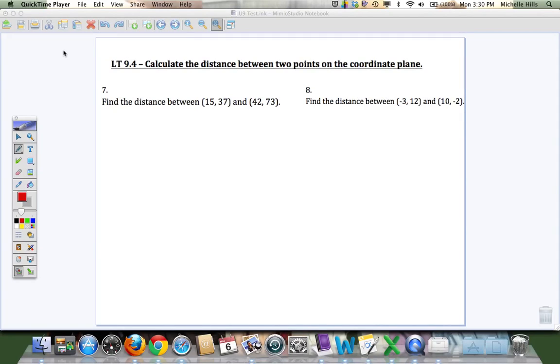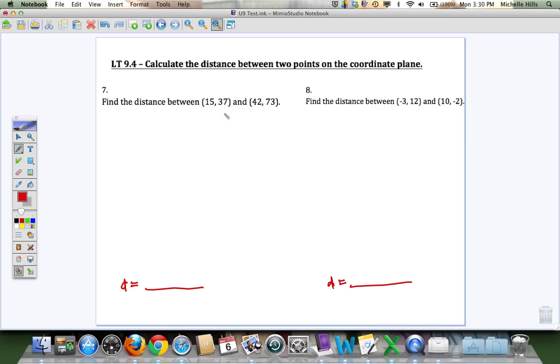There is a typo on this test. It says to calculate the distance, but the answer blank said area equals, which is why when I passed these tests out, I said change area to distance, or D equals. So these answer blanks at the bottom should have been changed to D equals.